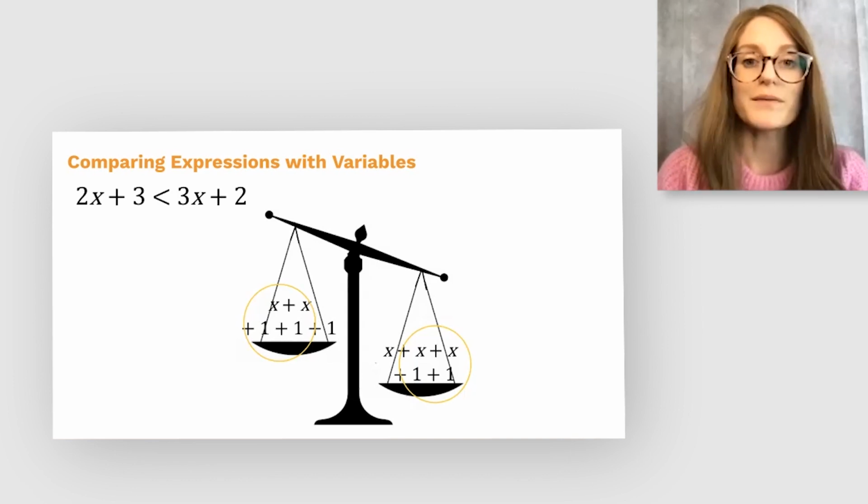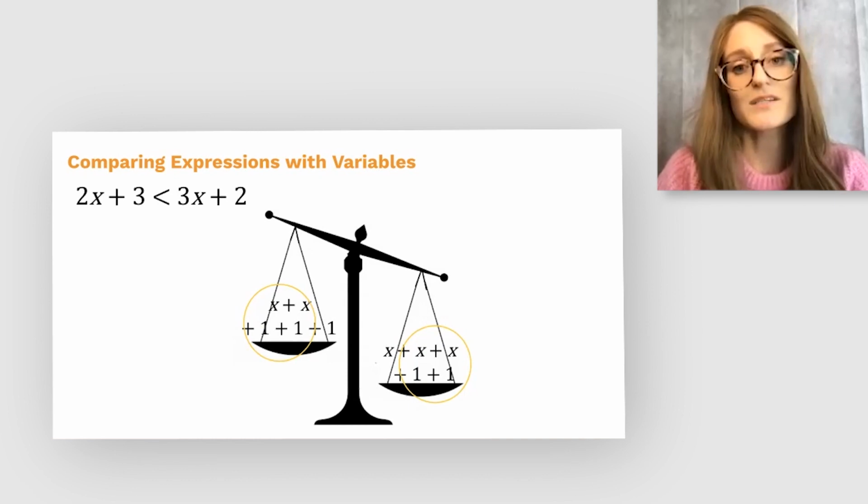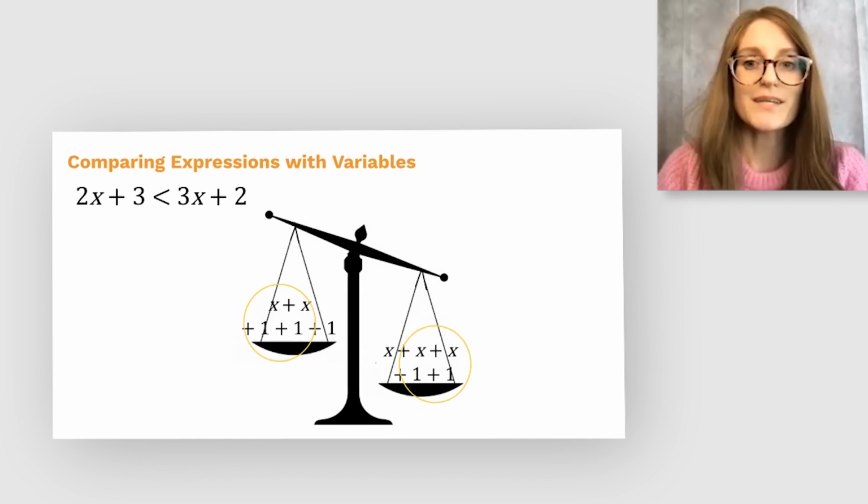Just like the 2 1's are contributing the same value or weight to each expression, the 2 x's are as well. So these 2 x's and 2 1's cannot possibly tip the scale one way or another. The only objects that can tip my scale then are the remaining 1 on the left and the remaining x on the right.